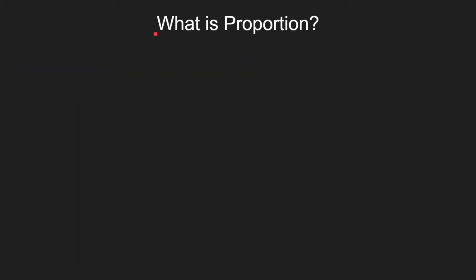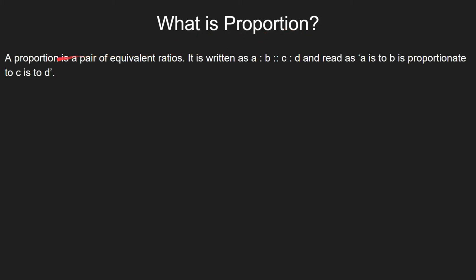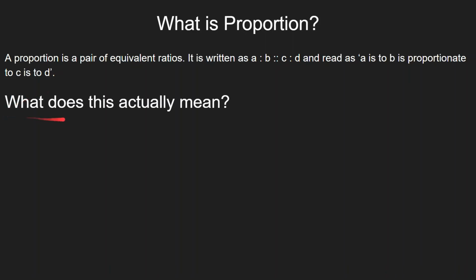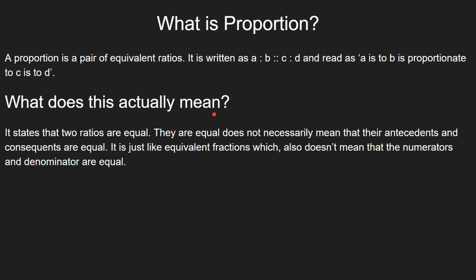So now let's take a look at a proportion. A proportion is a pair of equivalent ratios. It is written as A is to B is proportionate to C is to D. What does this actually mean? It states that two ratios are equal. They are equal does not necessarily mean that their antecedents and consequents are equal. It's just like equivalent fractions, which also don't mean that their numerators and denominators are equal.